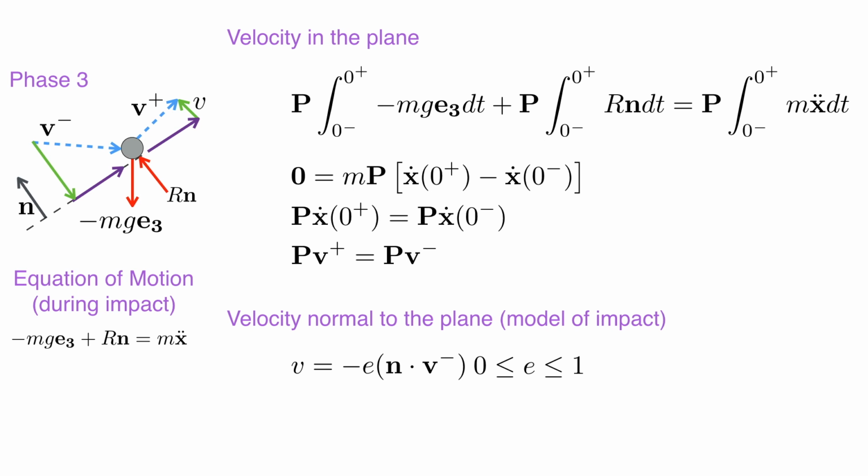So then next you can do the velocity normal to the plane. We come up with a model for impact. So we take this italicized v to be equal to the opposite direction of what it was before, and then we scale it with the coefficient of restitution, which is e, and we take that n component, and that's what that equation means.